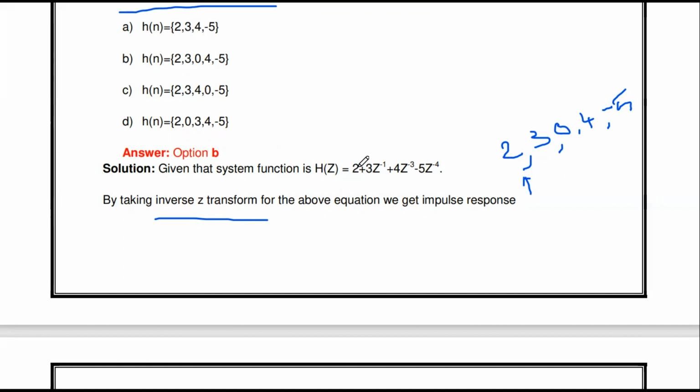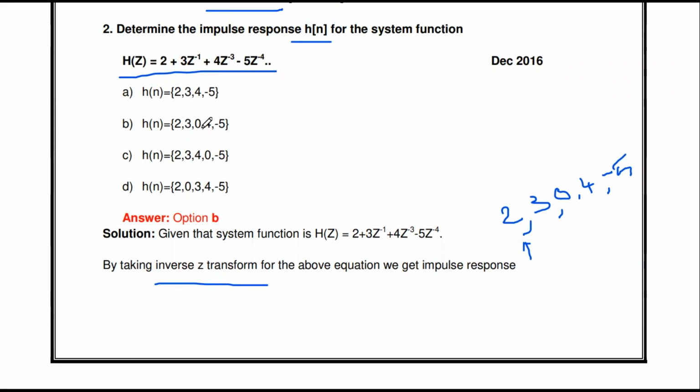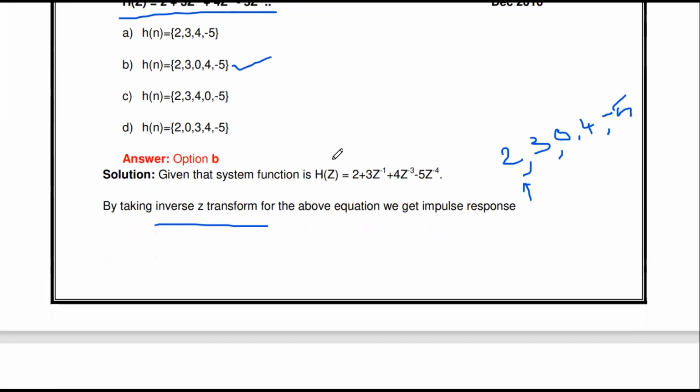This constant indicates the value of h of n at n equal to 0. So 2, 3, 0, 4, minus 5. So B is the answer. If H of z is given only as a numerator, not a ratio of a numerator polynomial divided by a denominator polynomial, then we don't have to solve it by the partial fraction method. Here the Z transform is a weighted addition of z power minus terms or plus terms, so directly we can write the h of n value. This is the impulse response of the given system.